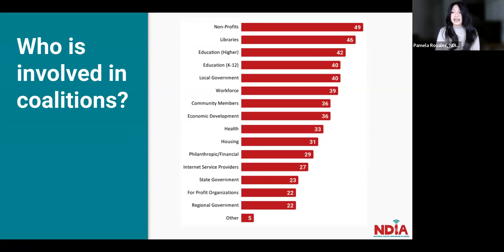And if you're one of these organizations and you saw your coalition on the map, definitely reach out and see if you can be part of the coalition that exists near you. But yeah, we see workforce development, economic development, health, housing. Sometimes internet service providers are part of coalitions. It really just depends on that specific coalition and their comfortability with that specific internet service provider. Regional government, libraries are a big part of coalitions as well.